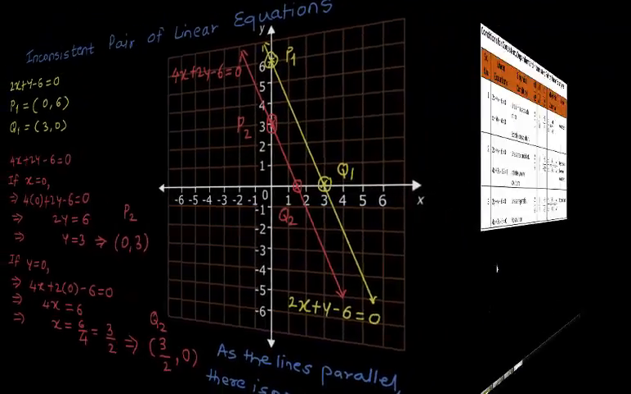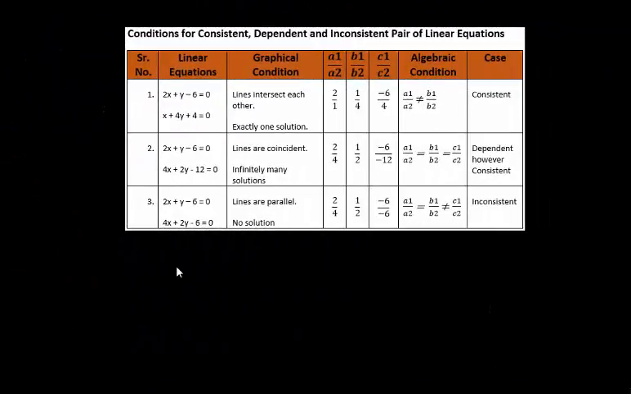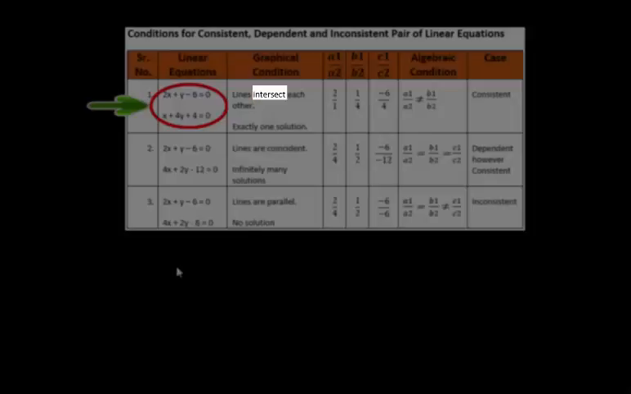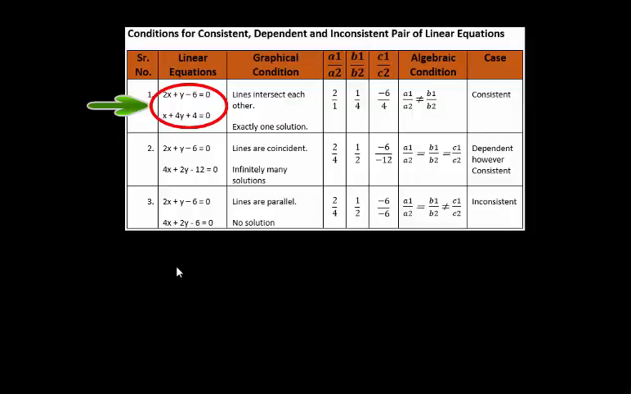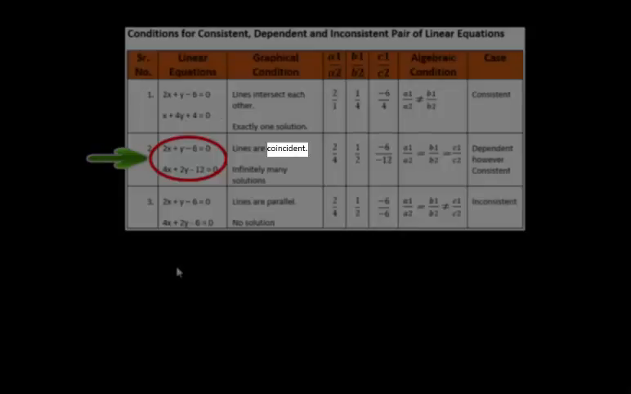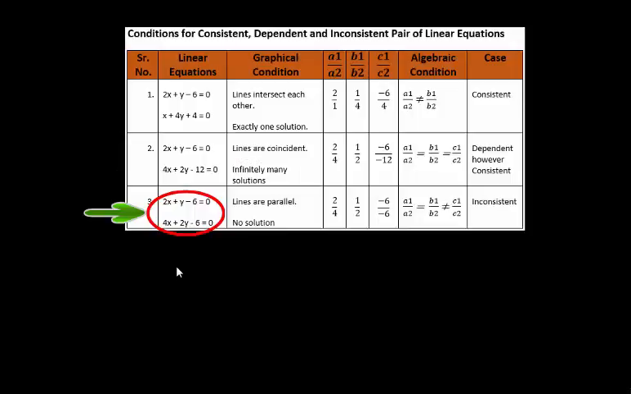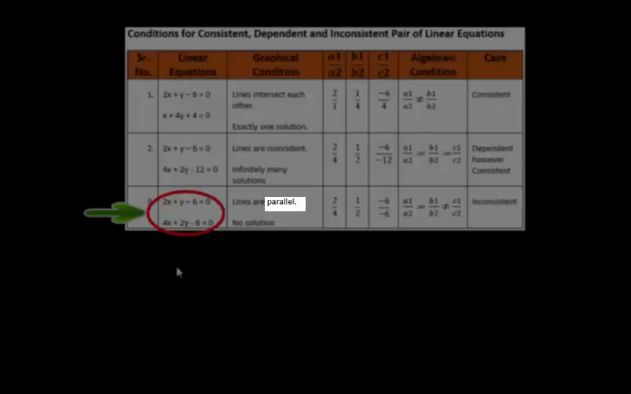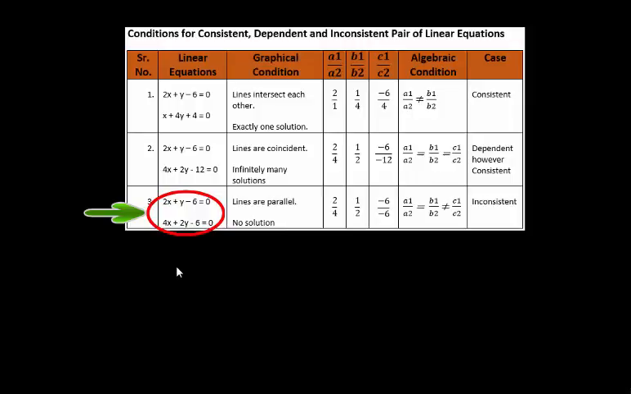Now let's summarize the three conditions. In case of the first pair of linear equations, the lines were intersecting each other and had exactly one solution. That means the intersecting point. For the second case, the lines are coincident and it has n number of solutions. And in the third case, the lines were parallel and there is no solution, as these lines do not cross each other or do not intersect each other.